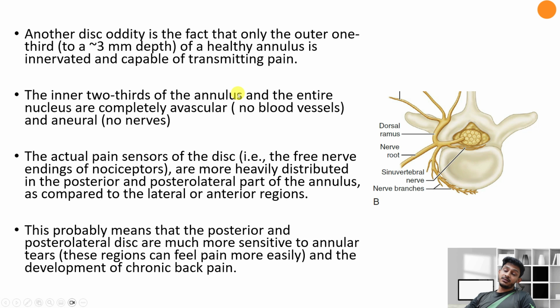So again, just like the blood supply, only the outer 3 mm of the annulus is capable of transmitting pain and is innervated. So the inner two-thirds of the annulus and the entire nucleus are completely avascular and aneural. Very important point. And also, according to studies, the actual pain centers of the disc are more heavily distributed in the posterior and posterolateral part of the annulus compared to the anterior bit. So we should remember this. This is an important point for later.